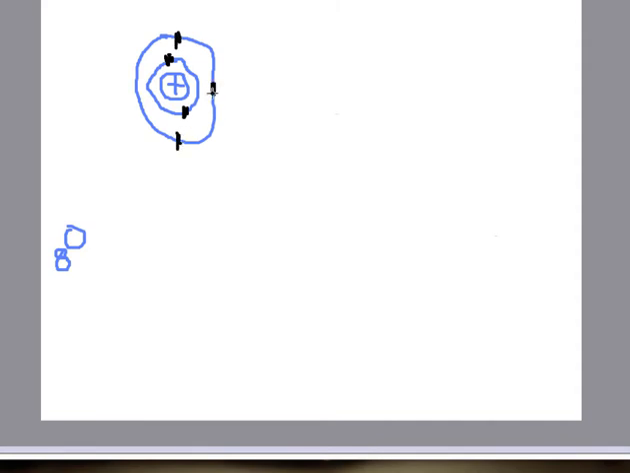Here, let's just assume this is oxygen, having the atomic number of 8. So it has a first orbit. In the first orbit, oxygen has one electron here and one electron here. Also in the second orbit, it has six electrons, placed one each around the orbit.